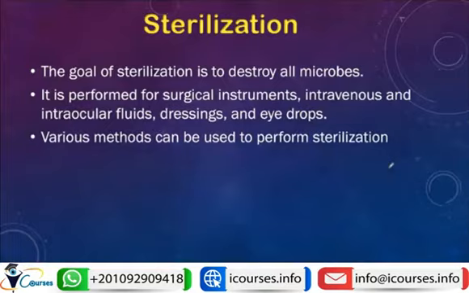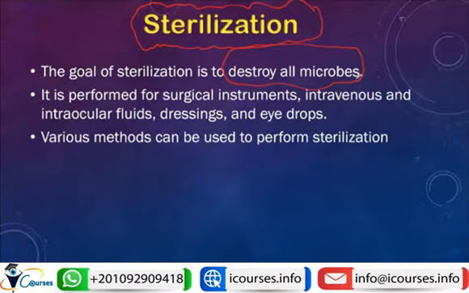Sterilization is a much broader term, which means that we destroy all the microbes. This is our ultimate goal. We don't want any living organism on the surgical instrument, for example, or on the intravenous catheter, the intravenous fluid, dressings, or eye drops. So sterilization is the destruction of all living forms of microorganisms. So how can we do so? What are the methods that enable us to kill all these microorganisms?